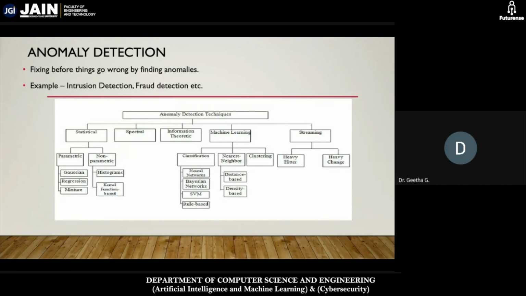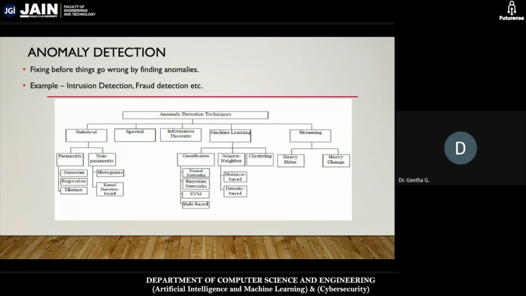So when I say anomaly detection techniques, there are different techniques available: statistical, spectral, information theoretic, machine learning, streaming. The same problem of intrusion detection or anomaly detection can be identified through all of these techniques. Now, how will you go about when you want to do some intrusion detection?